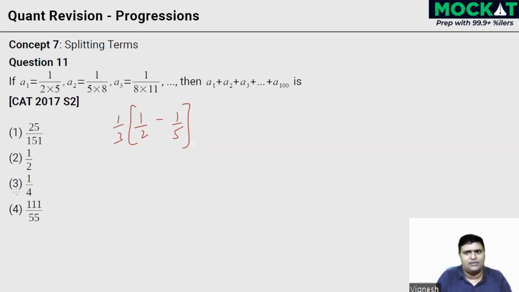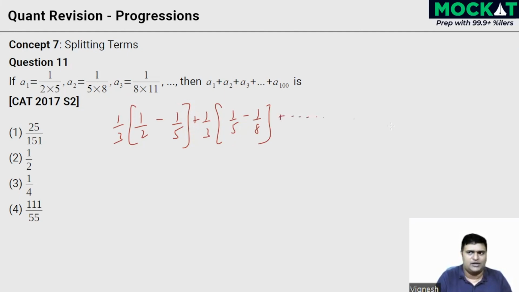So I'm going to make it a 1 by 3 over here. Standard type we've seen in the lessons. This should be your immediate next step. Next is going to be a 1/3 into 1 by 5 minus 1 by 8. So we take the LCM, it's 8 minus 5 divided by 5 into 8. 3 gets cancelled, and we are back to this.